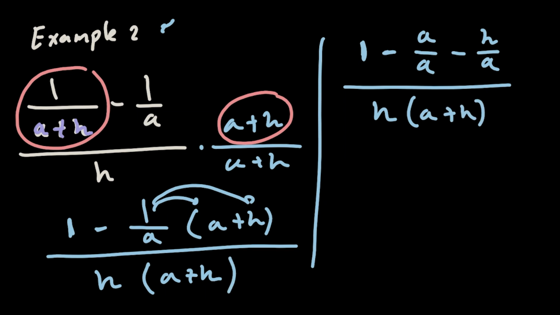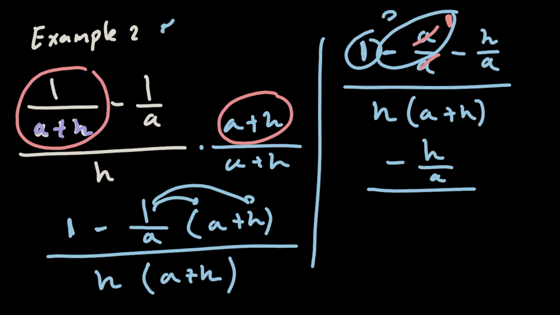We have a bracket here. As you can notice, this a and this a would be cancelled, and when we cancel them we'll get 1. So here we have 1 minus 1, which is 0, so we'll have minus h over a, over h multiplied by a plus h. As you can notice, we have a here. We don't like it, we want to remove it.